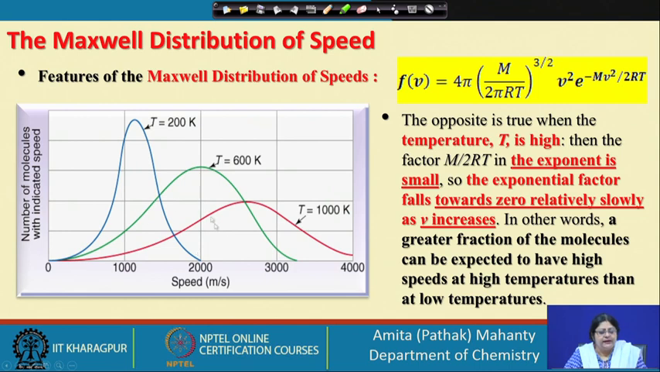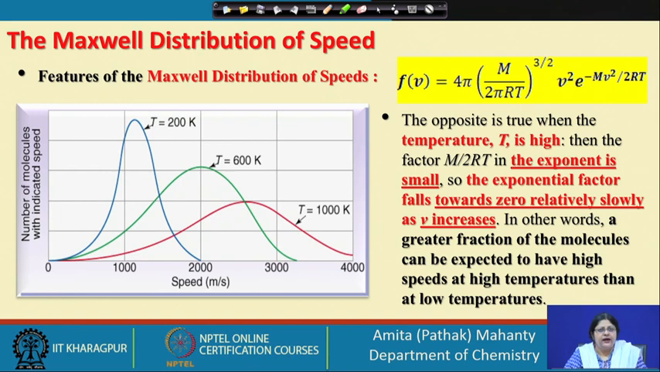So, this area under the curve will always be constant, but how the speed distribution shifts depending on the exponential term of the distribution function can be easily understood. Two factors we have already discussed. One is when you have a higher mass of the gases. If you have higher mass, the exponential decay will be faster because the exponential factor becomes high. So, the decay is faster.